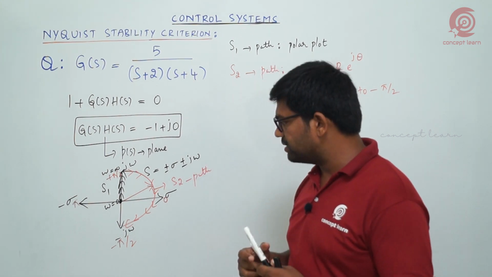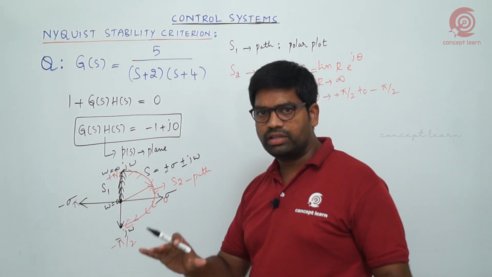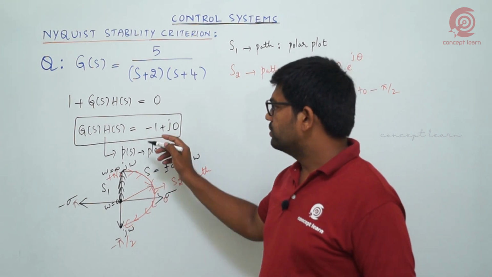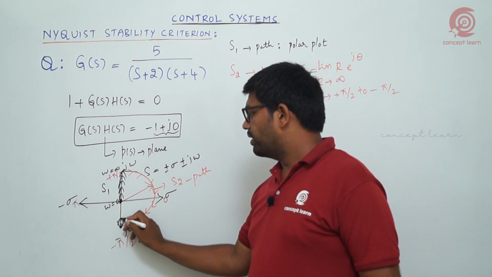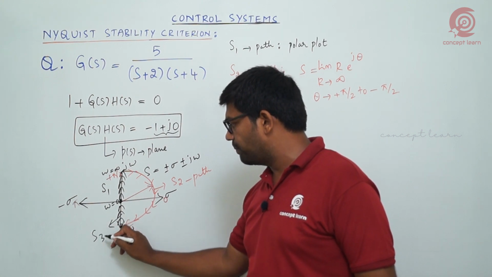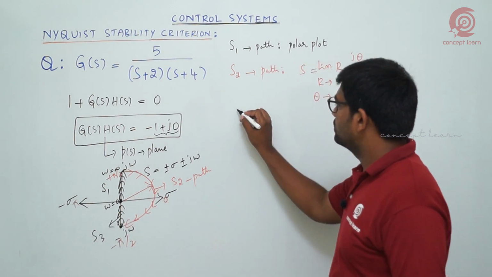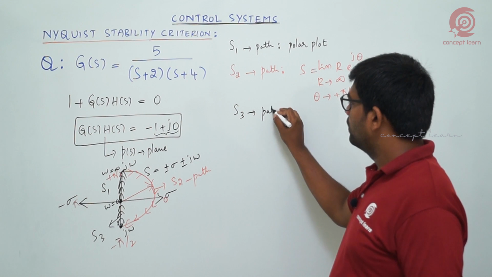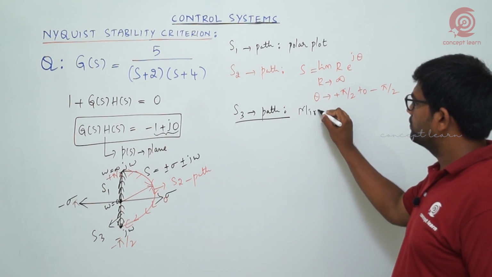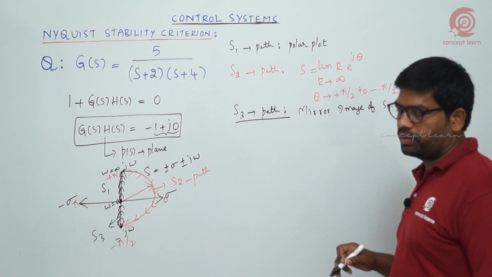After reaching this portion, again we need to come to this point, because our intention is to cover the entire right half of the S plane when you are mapping from the S plane with respect to this critical point. So when I follow here, this path I am giving the notation S3. S3 is just a mirror image of S1 only, or the inverse polar plot. So S3 is to just cover that mirror image of S1, or the inverse polar plot.